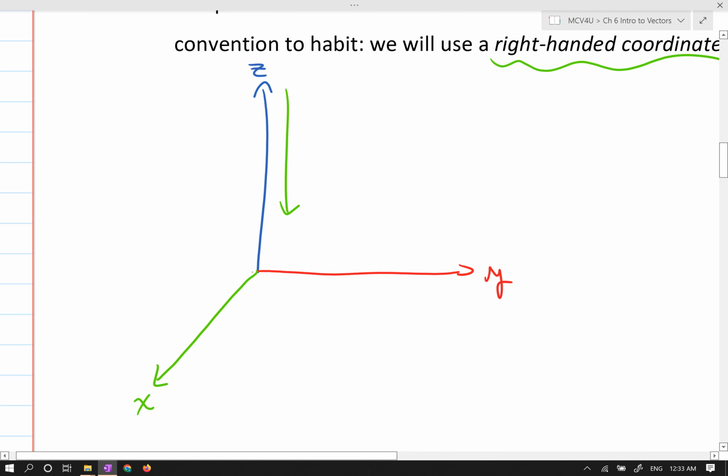If I have a point, and my point is given by x, y, z.